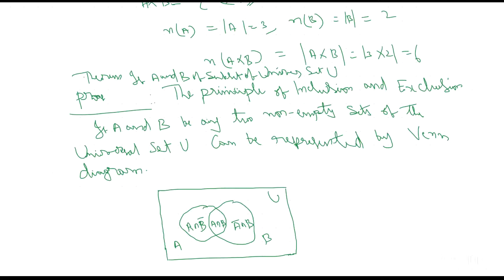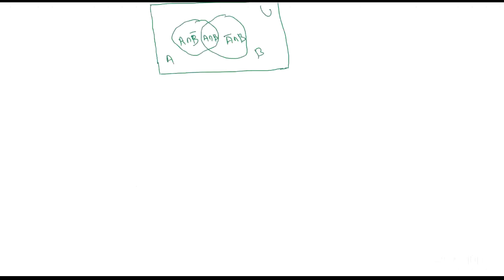Then modulus of A union B equals mod A plus mod B minus modulus of A intersection B.